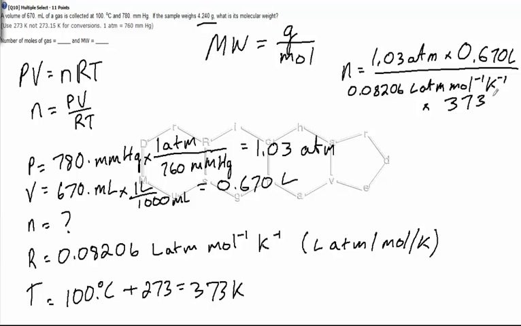Now what I want to show you here is that the atmospheres and the atmospheres will cancel, the liters and the liters will cancel, the K and the per Kelvin will cancel down here, and what we're left with is moles to the -1 on the bottom. So that's going to give us a figure that's in moles. Then at the end, all we have to do is take this number of grams, divide it by the number of moles that we calculate, and that's going to give us our molecular weight.